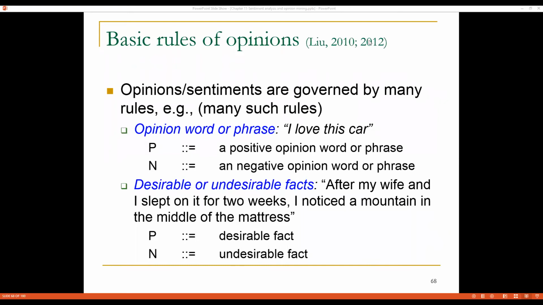For example, after my wife and I slept on it for 2 weeks, I noticed a mountain in the middle of a mattress. So P is defined by a desirable fact, and N is defined by an undesirable fact.